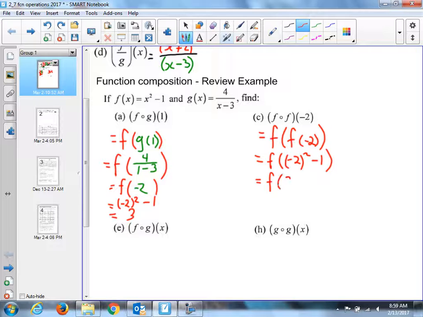F of 3. Now, do you guys follow this? Function inside itself. Now I'm putting 3 in for that, right? So 3 squared, 9, minus 1 is 8.